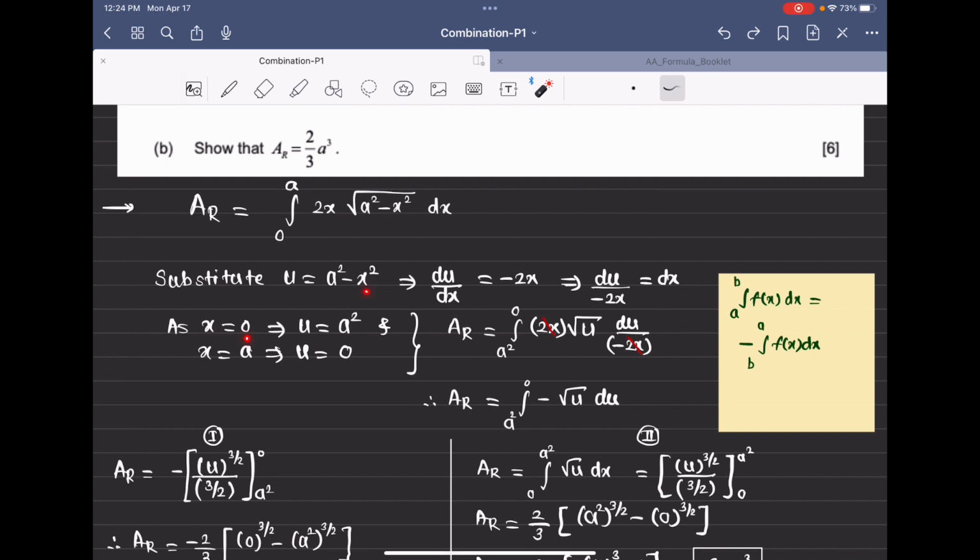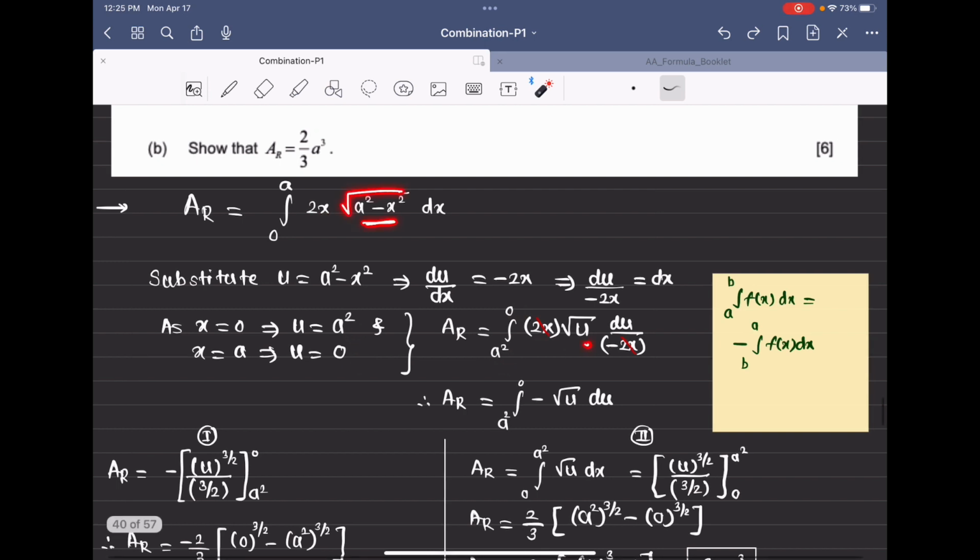Now substitute: this first value, the lower limit is 0, that is the value of x. So x is 0, u is equal to a square minus 0, which is a square. So now 0 becomes a square. If I put x equal to a, a square minus a square is 0, so a becomes 0. Substitute these, because the lower limit is now a square, the upper limit is now 0. The 2x as it is, root as it is, but a square minus x square is u, and we found dx as du upon minus 2x.